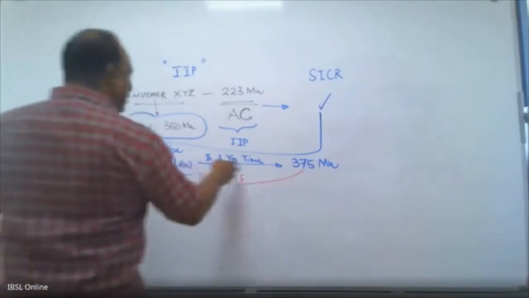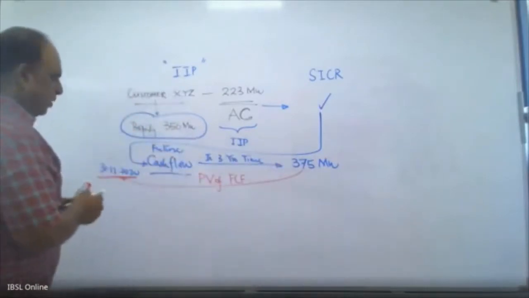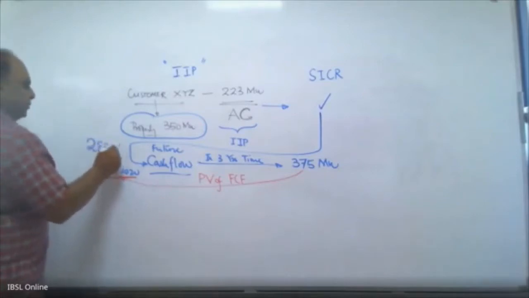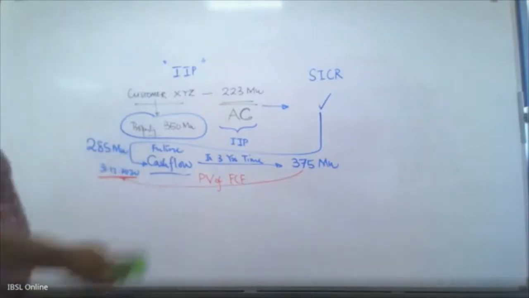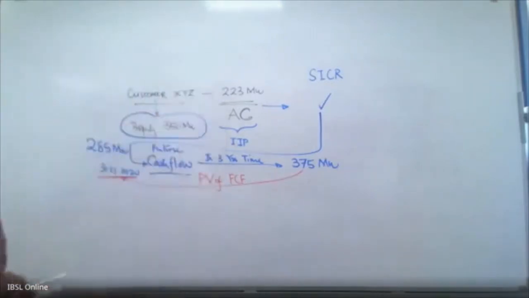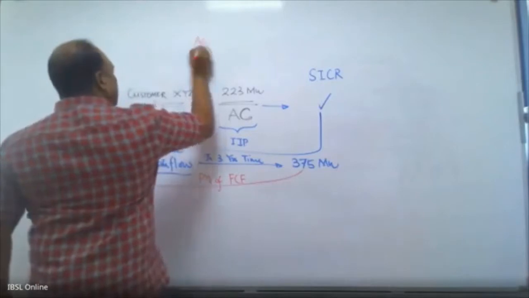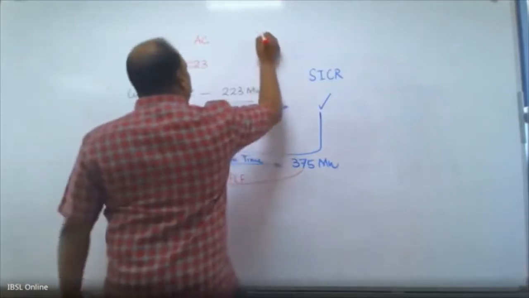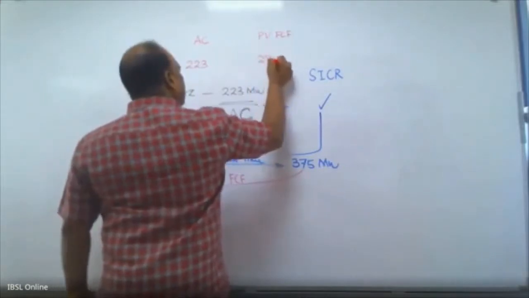So I know after 3 years' time, this will be 375 million. But how much is it today? That is present value. So let's say when you discount it, it comes up to 285 million. Now look at the scenario. Your amortized cost is 223 million. Your present value of future cash flow is 285 million.